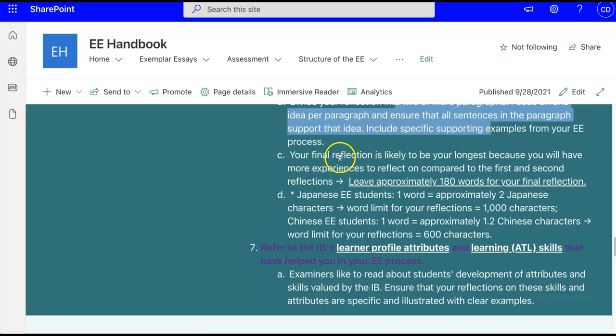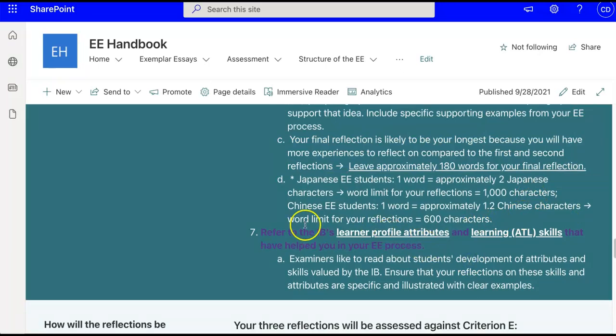there are some word counts rather for your reflections. A suggested word count would be to leave 180 words for your final reflection. Okay, 180 words for your final reflection means that you have approximately 160 words for your first and second reflection. I think it's best to leave a lot of words for your final reflection, because at that stage you've gone through the EE process and you probably have more to reflect on than you did in the first 2 reflections.